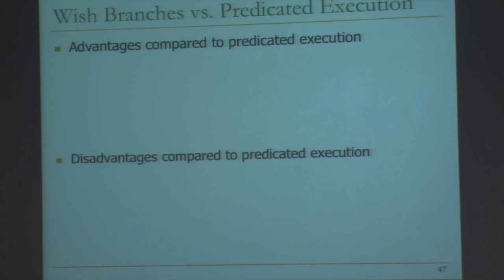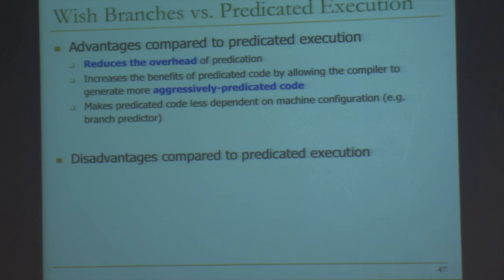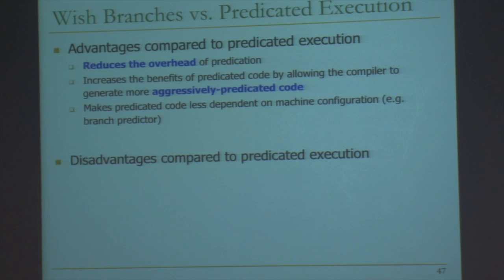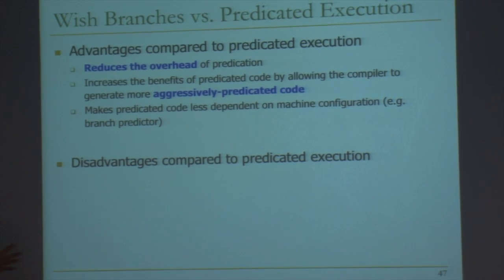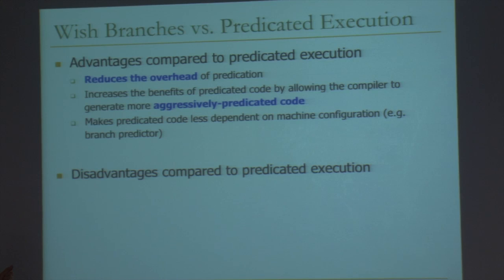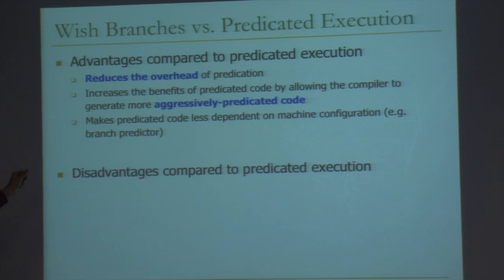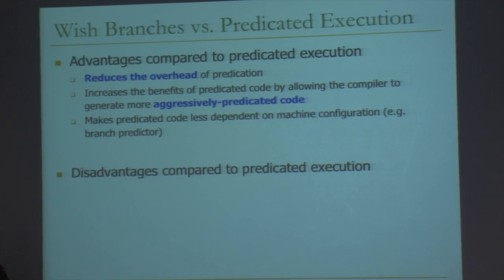And this actually improves performance compared to both branch prediction and predicated execution. It tries to get the best of both worlds. Let me rush through this quickly. Advantages: it reduces the overhead of predication. Right? Now, a branch hardware has the decision to make. It can actually execute the code either as normal branch or predicated. Whereas if the code is set in stone as predicated, hardware has no choice. It has to execute it, right?